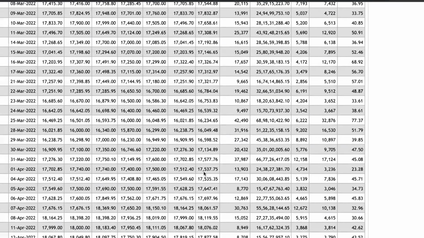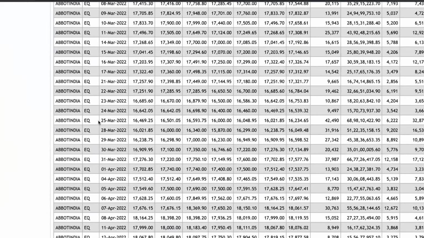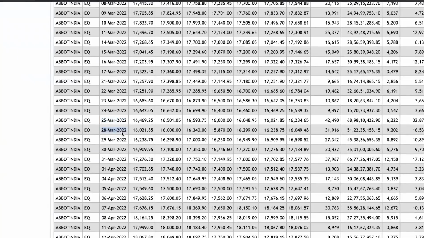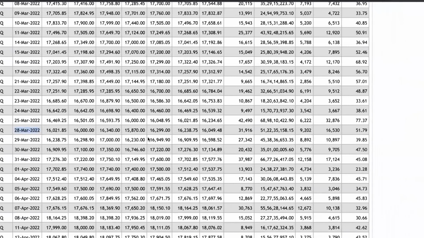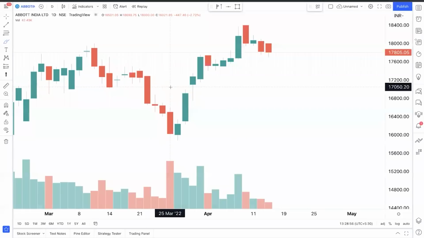If you check this particular zone, that is 25th March, 28th March, where the bottom making was in progress, near this 25th March I'm getting huge delivery. Can you see this 77%? In the last few days, I'm not seeing that much delivery percentage. Let's connect on the chart first. Here, this is the particular candle I'm talking about. See, it's red in color.